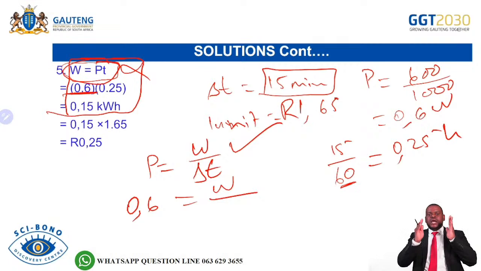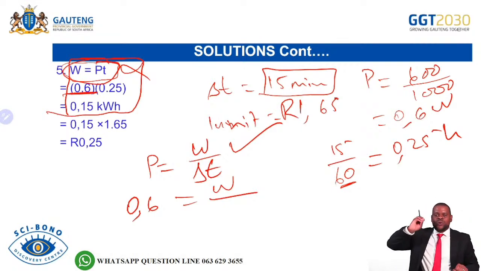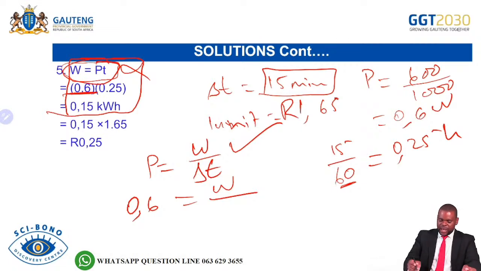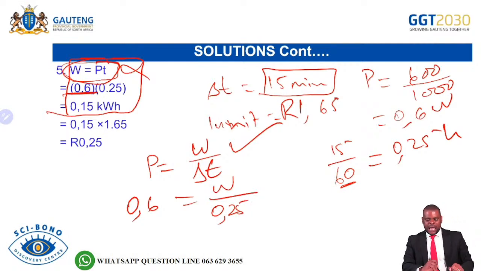Because in electric circuits, we don't take time with seconds, but we're taking it with what? With hours. Are we together? Then we need to change this time into hours. Are we together, grade 12? Yes. Then now we're going to have a 0.25 like that.